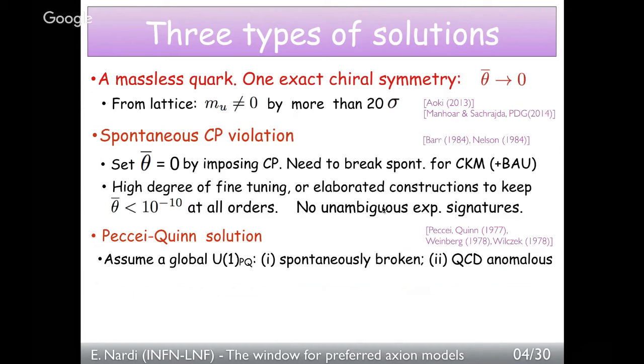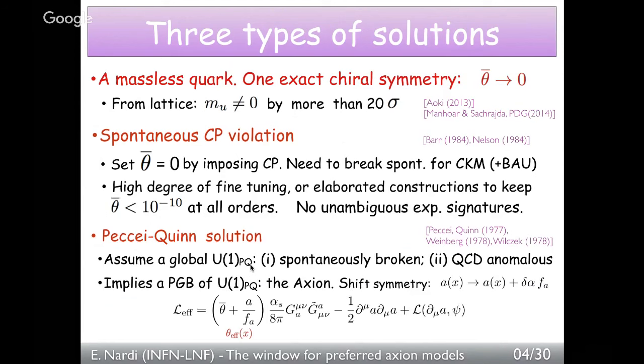The last class of solutions relies on the so-called Peccei-Quinn mechanism, where you assume a global U(1) symmetry. It must be spontaneously broken. It must be QCD anomalous. If you satisfy these two requirements, this is a good symmetry to solve the strong CP problem. A spontaneously broken U(1) implies a Nambu-Goldstone boson, but since anomalies in an instanton background break the symmetry explicitly, this is not really a massless Goldstone boson, but what is called a pseudo-Goldstone boson. It acquires a tiny mass. This object is known as the axion.